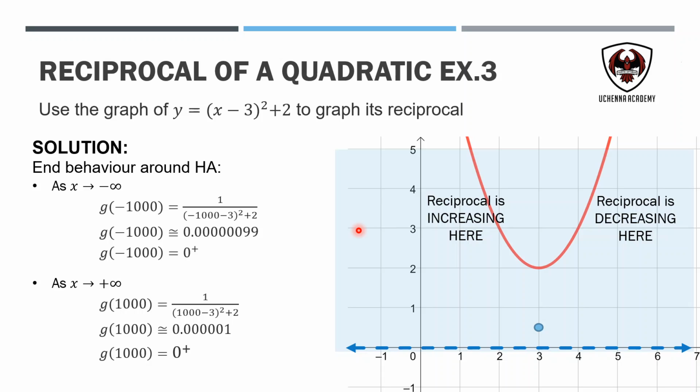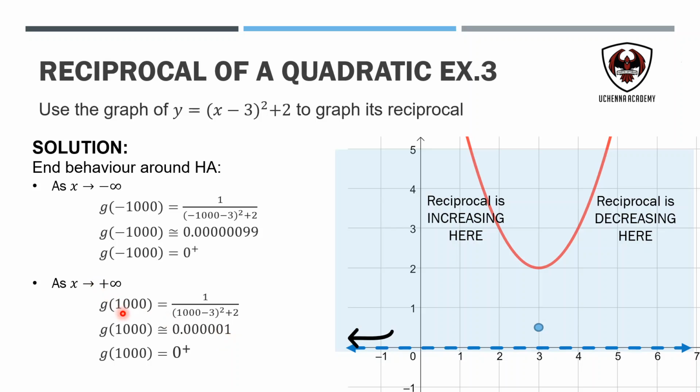Now, the only other thing that we can do is find the end behavior around the horizontal asymptote, and here it's done for you very quickly, but let me walk you through it. End behavior around a horizontal asymptote as x approaches negative infinity: we'll plug in negative 1000 into the equation of the reciprocal, and we'll end up with a y value that is, again, really close to 0, but positive. So we're going to call it 0 plus. That really just means that when I'm approaching negative infinity, my y value is getting close to the horizontal asymptote from above.